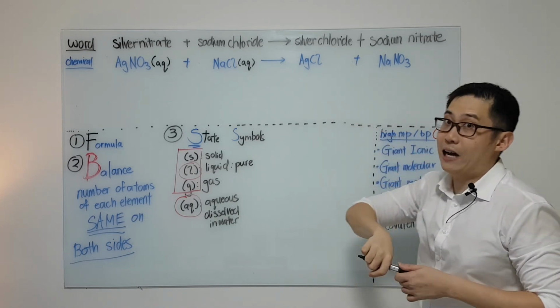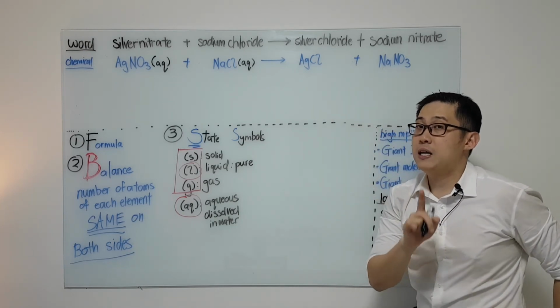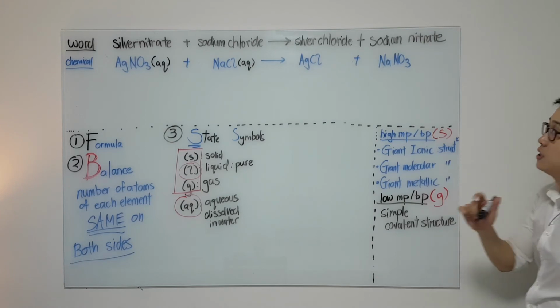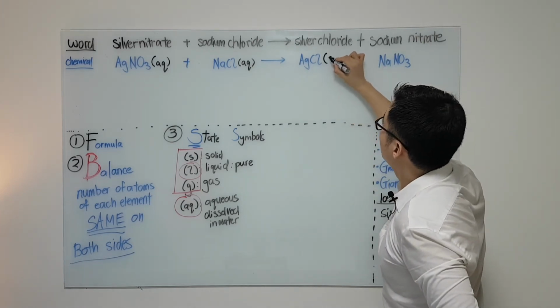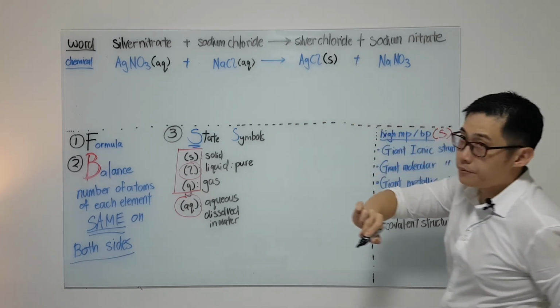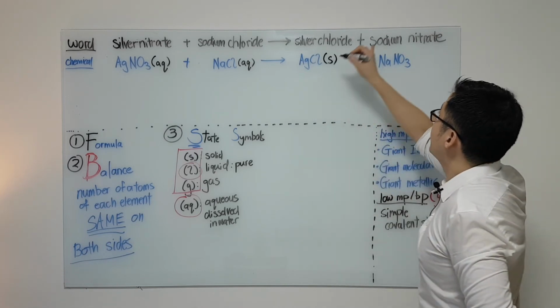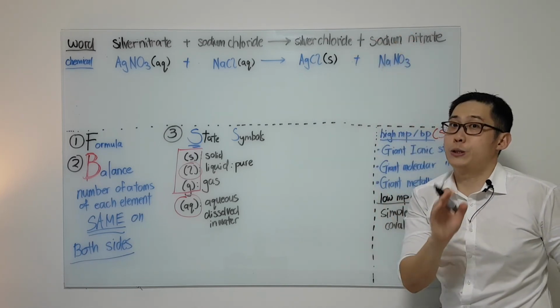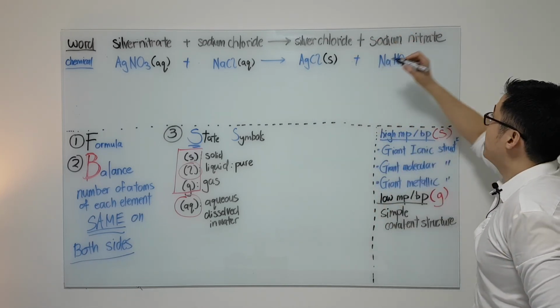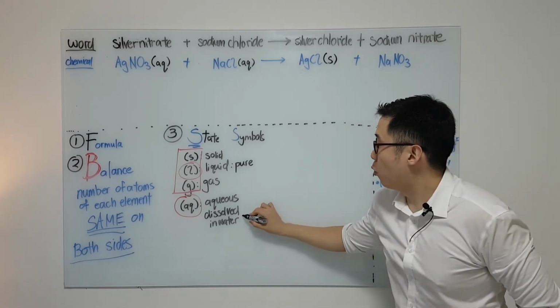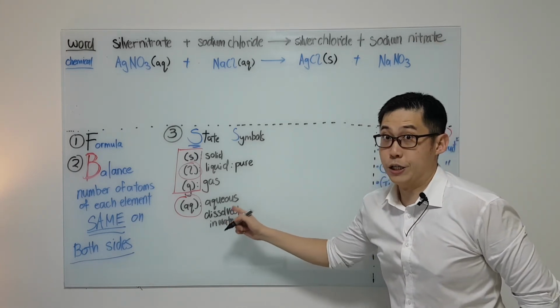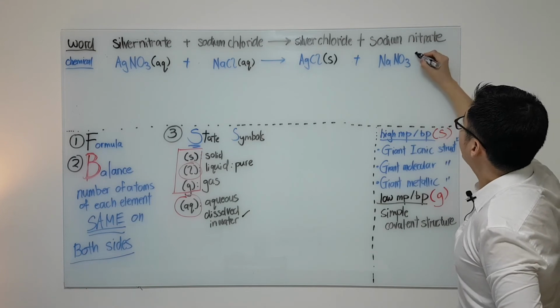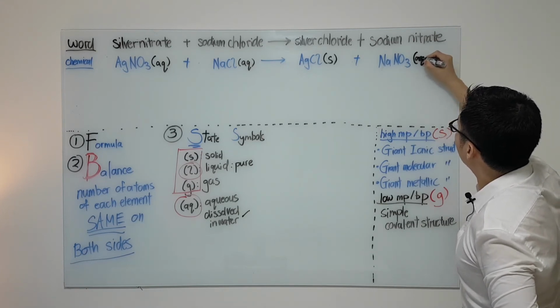Silver chloride, they tell us that it's insoluble. Insoluble means that it is going to be a solid. And they also tell us that sodium nitrate is soluble in water, which means since it dissolves in water, it is going to be aqueous as well.